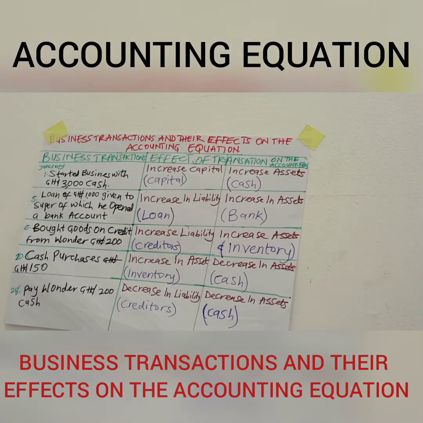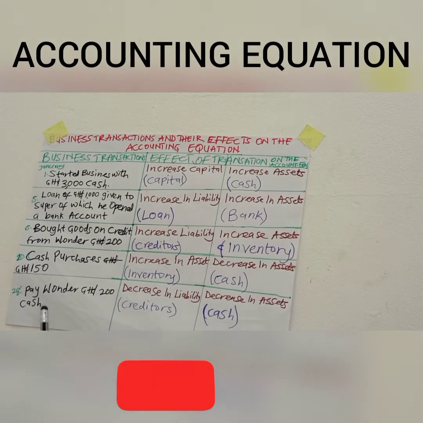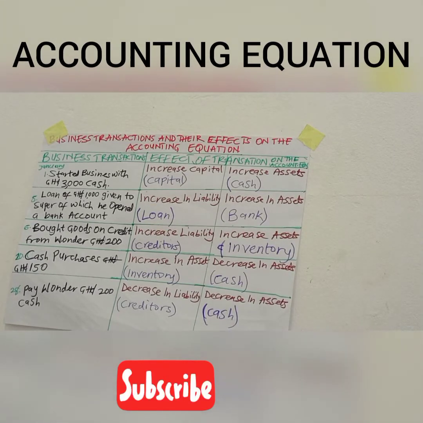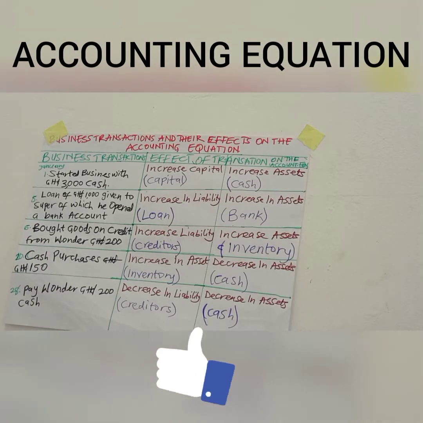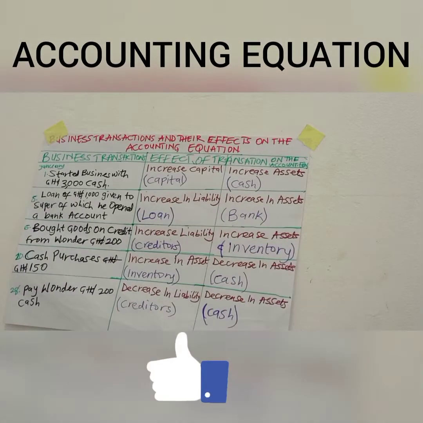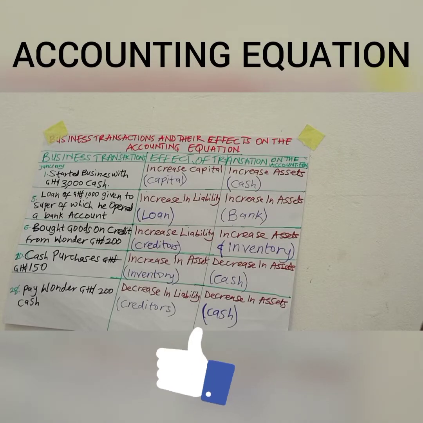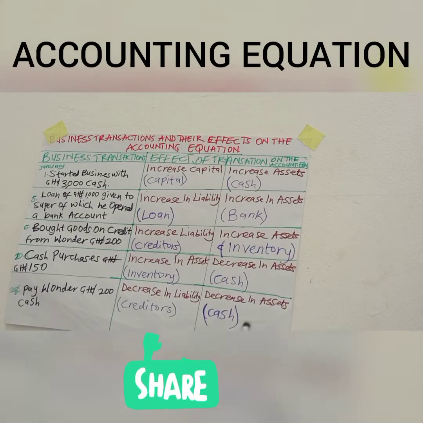So finally, on the 28th, she paid Wanda, the creditor, 200 cedis cash. The goods she bought, she paid back. So how will you record that? She is taking cash out of the business to pay. So it will decrease cash. The asset will decrease. And then Wanda is her creditor. If you are paying your creditor, it will reduce your liabilities, what you are owing. So there will be a decrease in liability, that is creditors, and then a decrease in assets, that is your cash will also decrease.